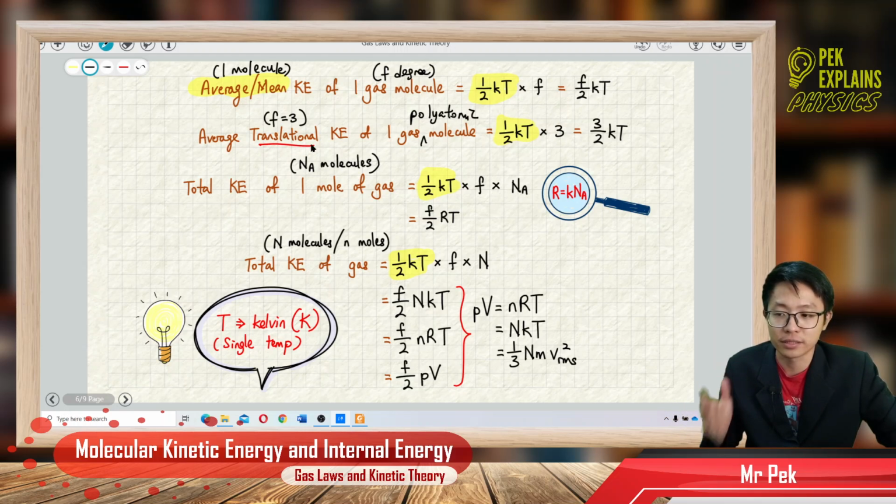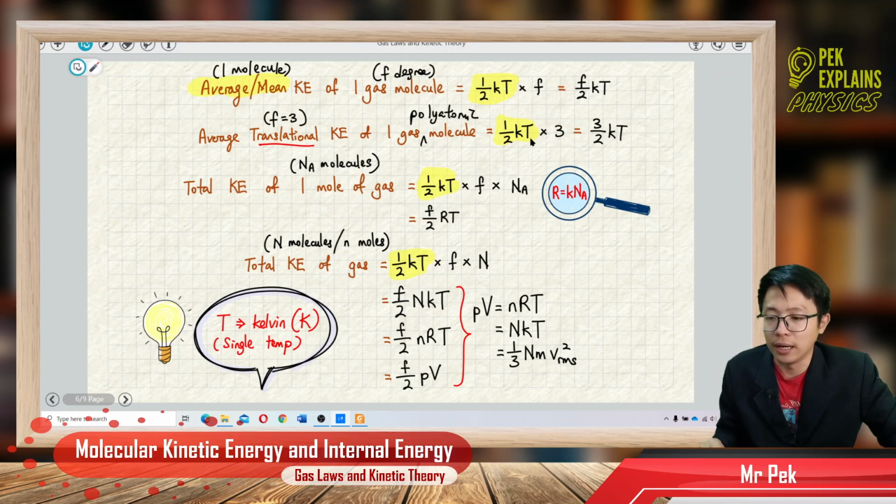Because the question only wants the translational part of the kinetic energy, F automatically is 3. Don't put 6. If this is a diatomic molecule, also for F don't put 5. I know diatomic has 5 degrees of freedom, but don't put 5, because the question asks for translational kinetic energy only. So F should also be 3. So 3 times half kT, you get 3 over 2 kT. That's the translational kinetic energy for one polyatomic gas molecule. There is only one gas molecule.